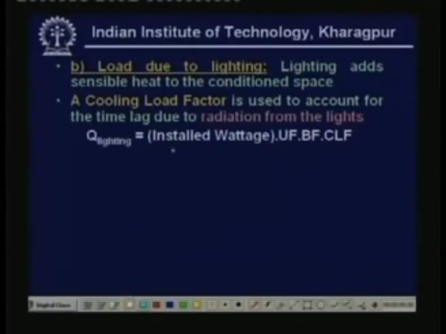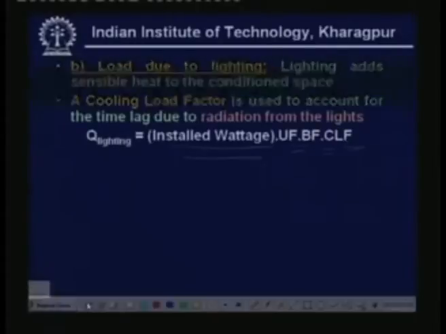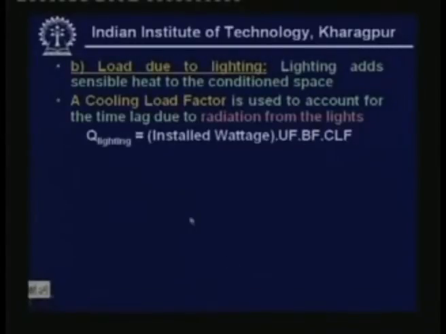is equal to installed wattage multiplied by UF multiplied by BF multiplied by CLF, where installed wattage is the total amount of lighting, that means so many watts of lights inside the conditioned space. And what is UF? UF is known as the utilization factor, and the value of UF lies between 0 to 1. What is the utilization factor?